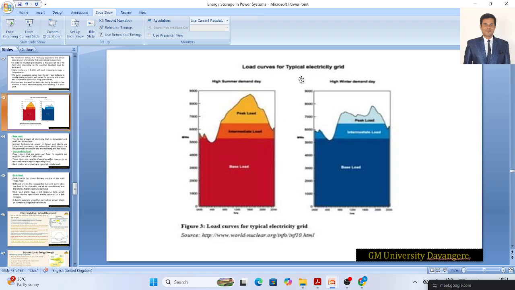This is the load curve for typical electrical grids they have shown, isn't it? So what is happening actually during the time of the load demands? How it comes is why we keep the reservoir, the energy storage, at all times.